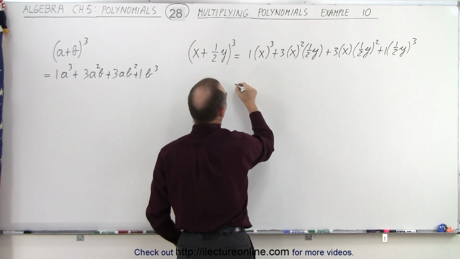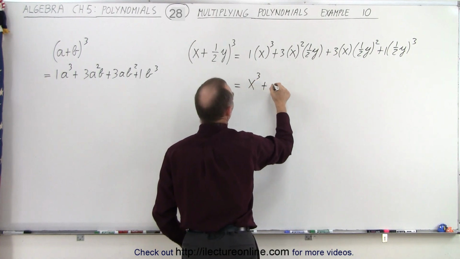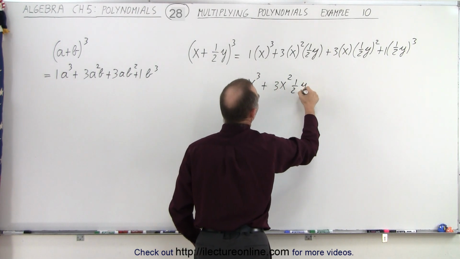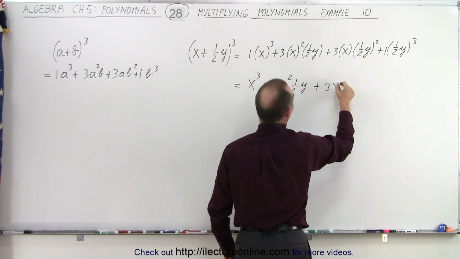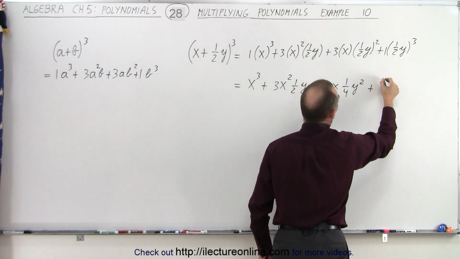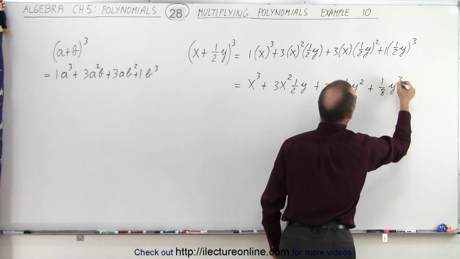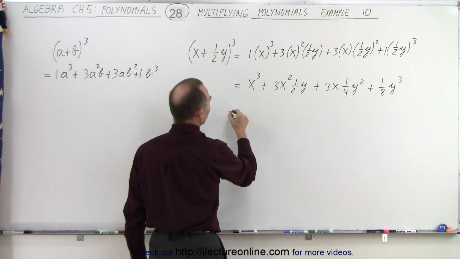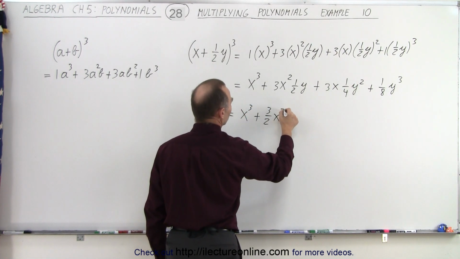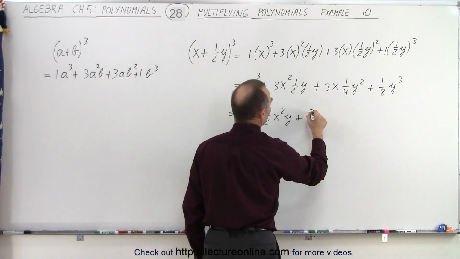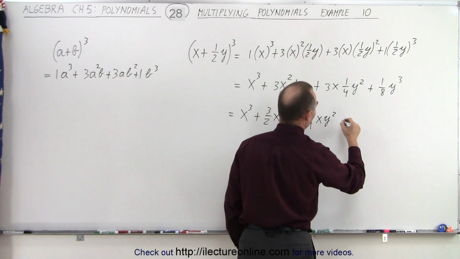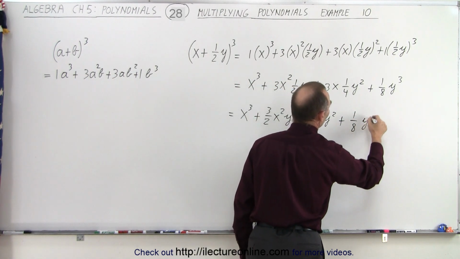And when we simplify that, this is x cubed plus 3x squared times 1/2 y plus 3x times 1/4 y squared plus 1/8 y cubed. And then if we simplify a little bit more, this is equal to x cubed plus 3 over 2 x squared y plus 3 over 4 xy squared plus 1 over 8 y cubed.